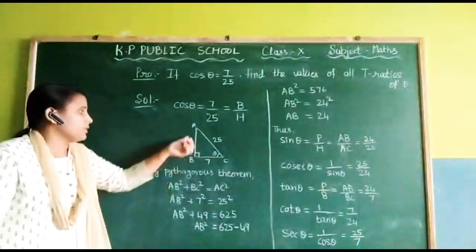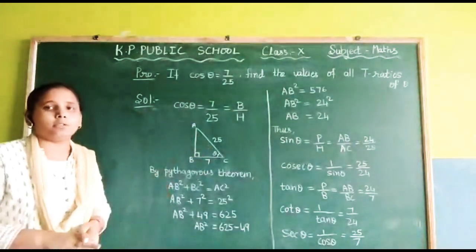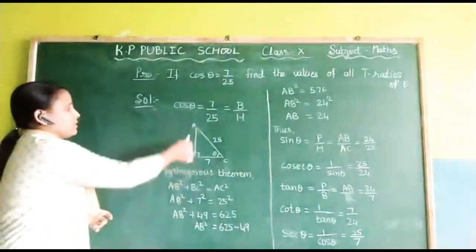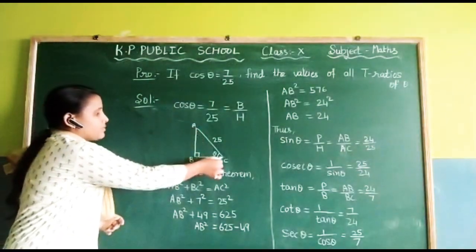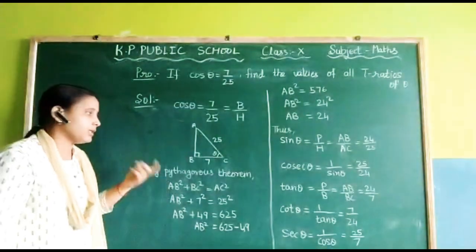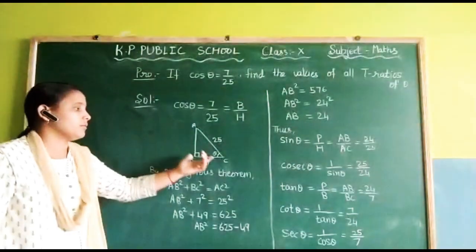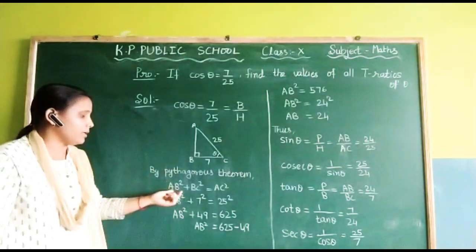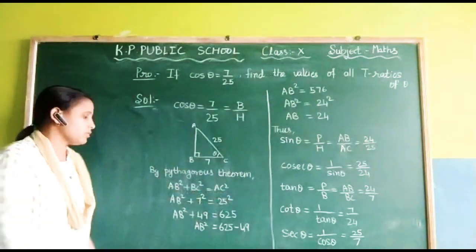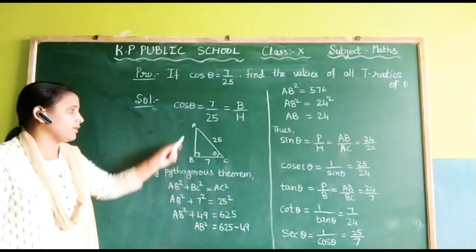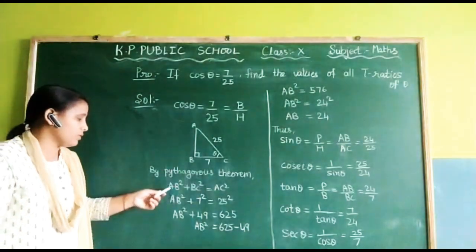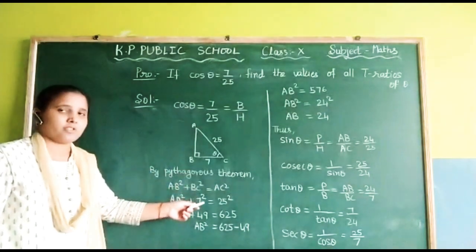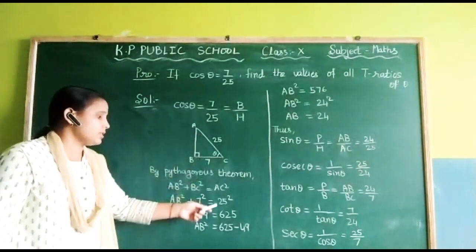Then, in this right angle triangle, you have studied the Pythagoras theorem. What does the Pythagoras theorem say? That AB square plus BC square is equal to AC square. In other words, perpendicular square plus base square is equal to hypotenuse square. So here we will write AB square plus BC square is equal to AC square. We don't know the value of AB, so we will write it like this only. AB square plus BC is 7, so 7 square, is equal to AC, that is 25.